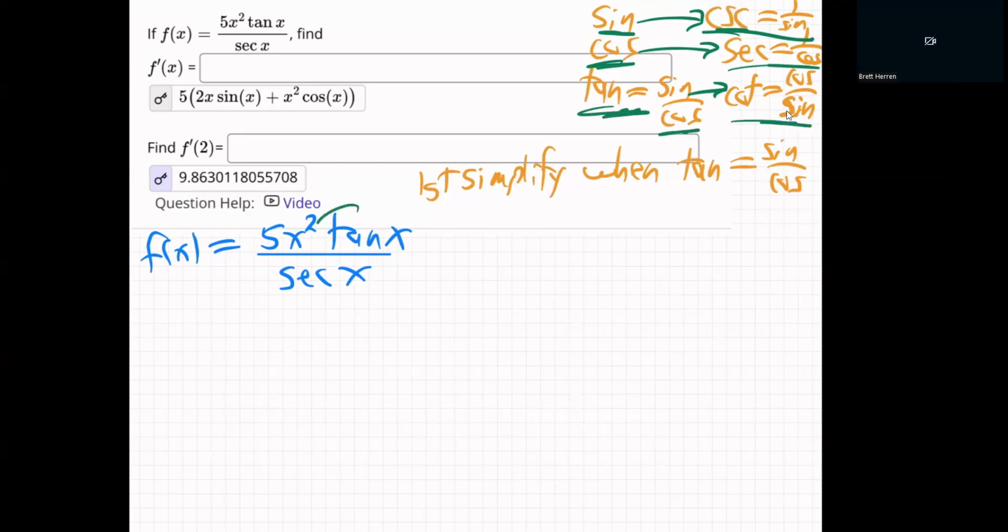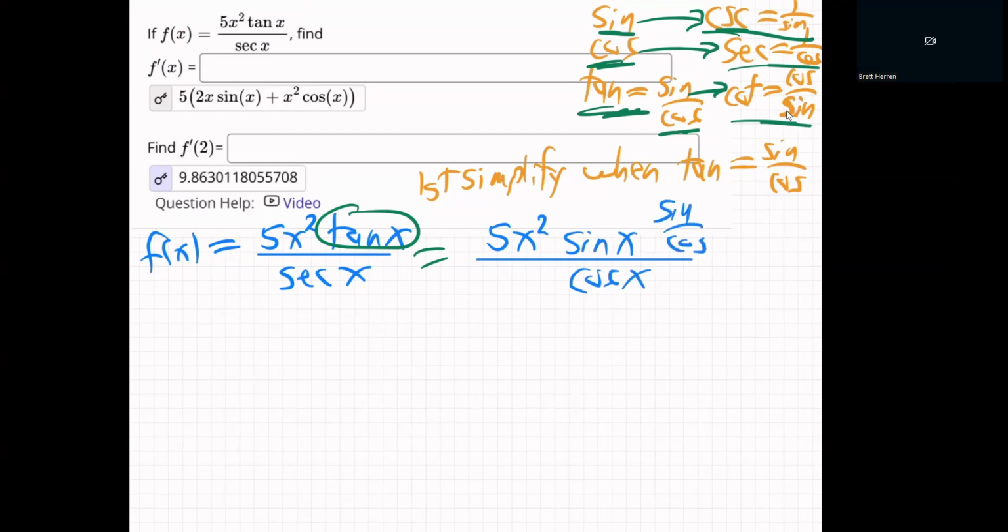So as soon as you see tangent, you need to think, that's sine on the top, cosine on the bottom. Now you might think, well, Mr. Ernst, shouldn't we put sine over cosine right there? It's the same thing. Whether you put the cosine right there or you put it on the bottom, it's all the same. It's going to be way easier to put it on the bottom like this.